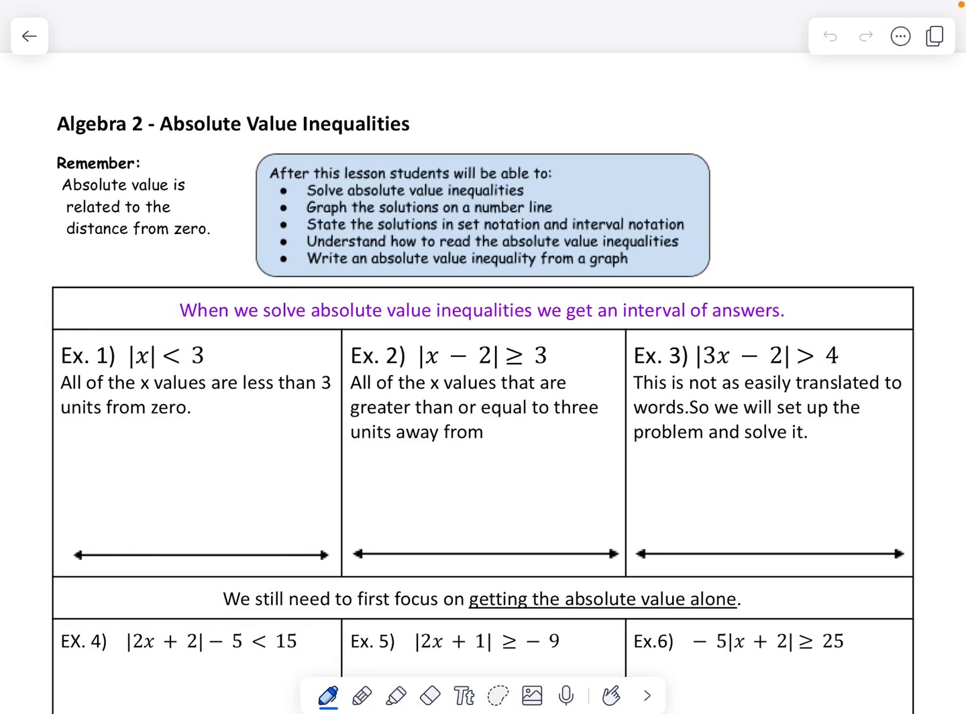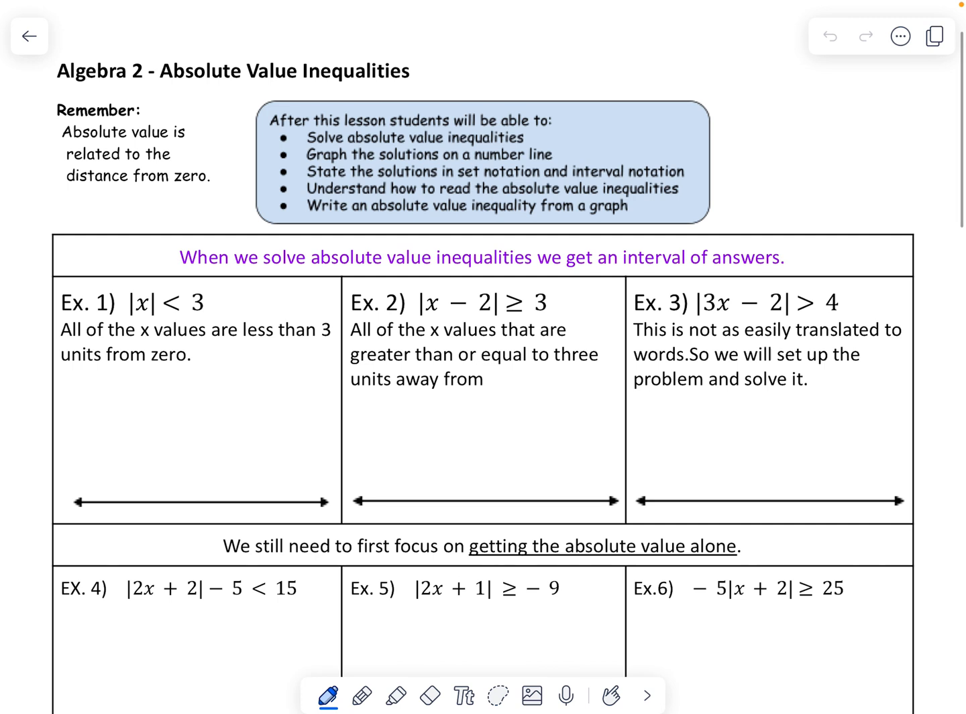Today we're going to talk about absolute value inequalities. One thing we should remember is that absolute value is related to the distance from zero. Just like if I had the absolute value of -3, that would be 3, because that's how far -3 is away from zero. So that's just a little flashback.